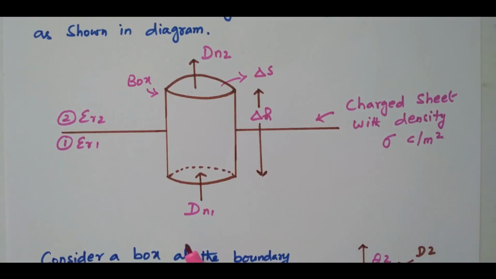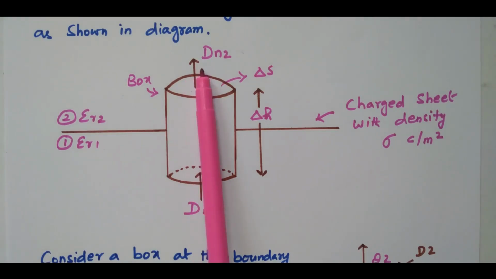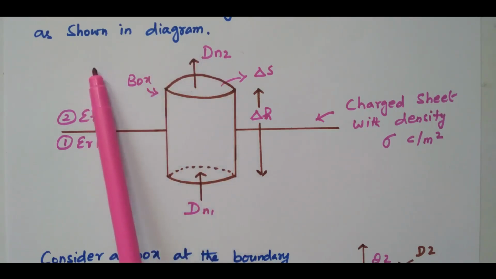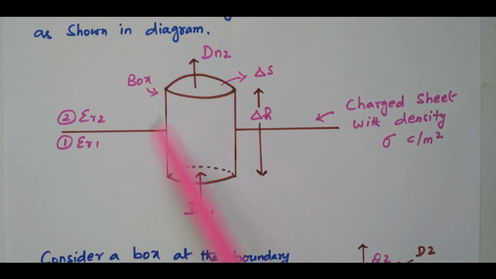Here what we are going to see? The normal component of displacement density. This is the normal component of displacement density entering into the box, that is in dielectric material 1, but it is leaving as Dn2, the normal component of the displacement density vector, leaving this box in the second dielectric material, right? Entering in first dielectric material, leaving in the second dielectric material, so we will analyze whether both are equal, if there is any change in Dn1 and Dn2. That is our analysis.